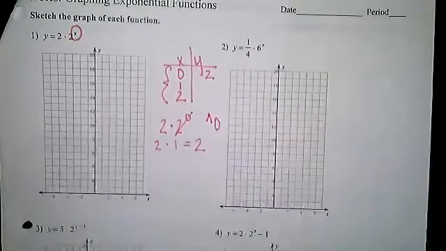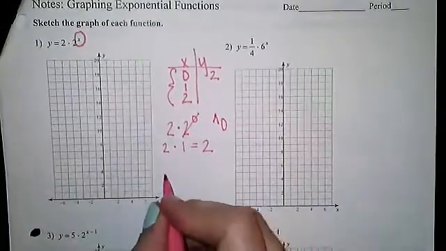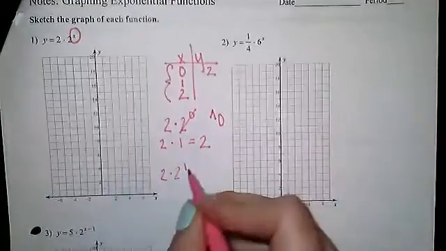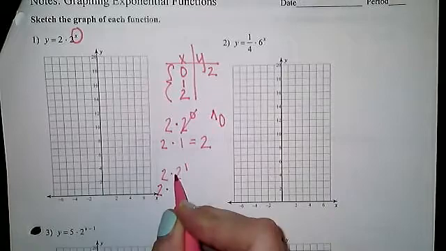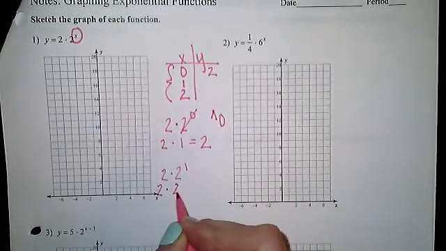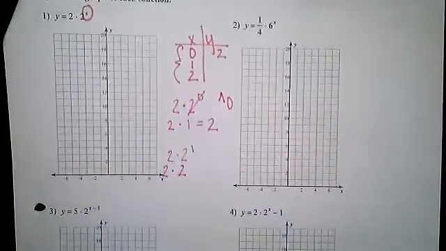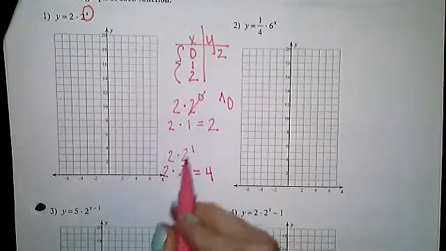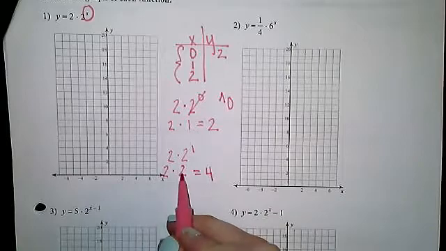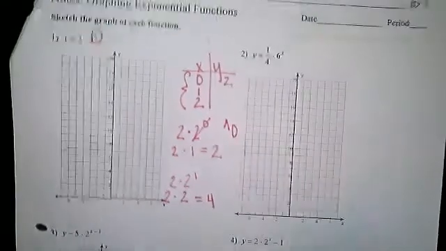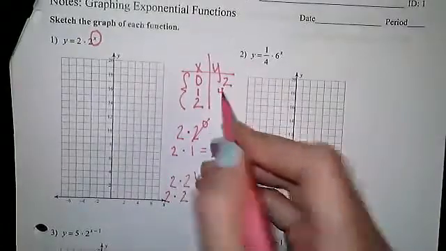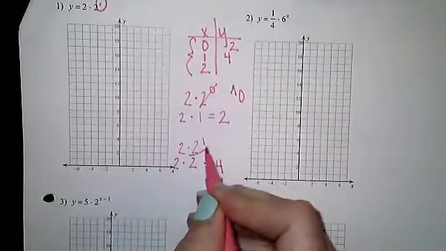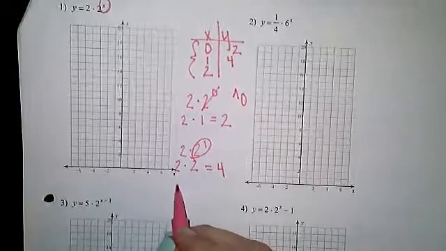We're going to plug in our next input of 1, which is 2 times 2 to the 1. You can put that whole thing in your calculator, or you can do 2 to the first. Anything to the first is itself. So 2 times 2 is 4, would be our output, since 2 to the first is 2.